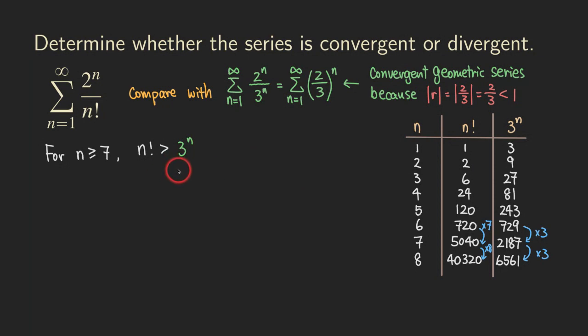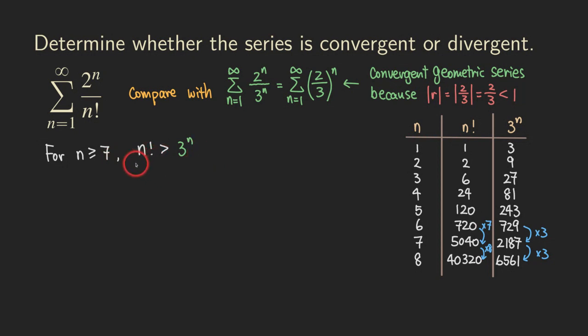Now, for the first few terms, we know that the 3 to the n is going to be greater than the n factorial. In this case, it doesn't really matter because those are just a few finite terms, right? We actually want to see what happens beyond a certain n value. So we know that beyond the 7, we are going to have n factorial greater than 3 to the n.